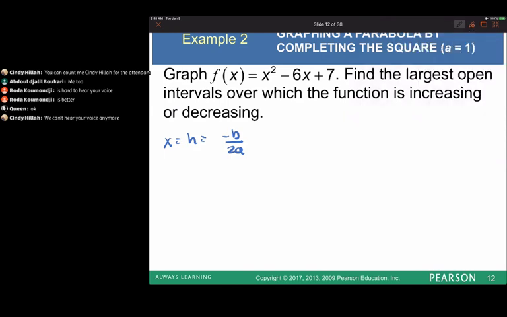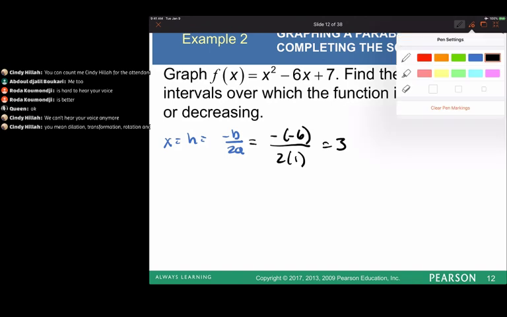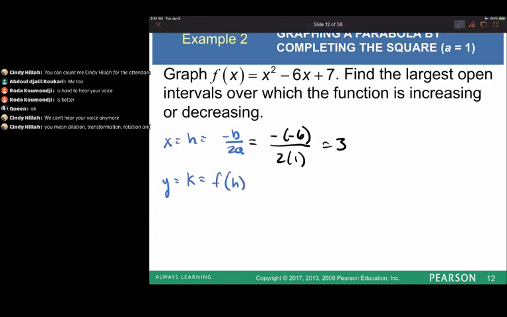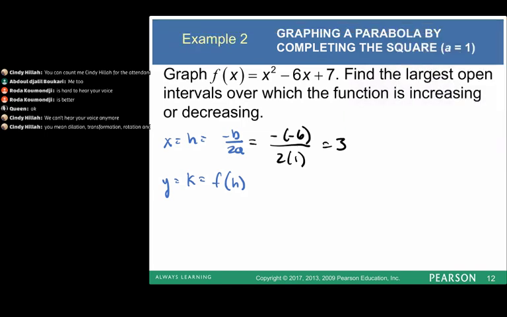So in this case, that's going to be negative negative 6 over 2 times 1, all right? So then that's 3. So then the x coordinate of the vertex is 3. So if we want to find the y coordinate of the vertex, which is our k, that's going to be f of h. So in this case, that's going to be f of 3, which is going to be 3 squared minus 6 times 3 plus 7, right?